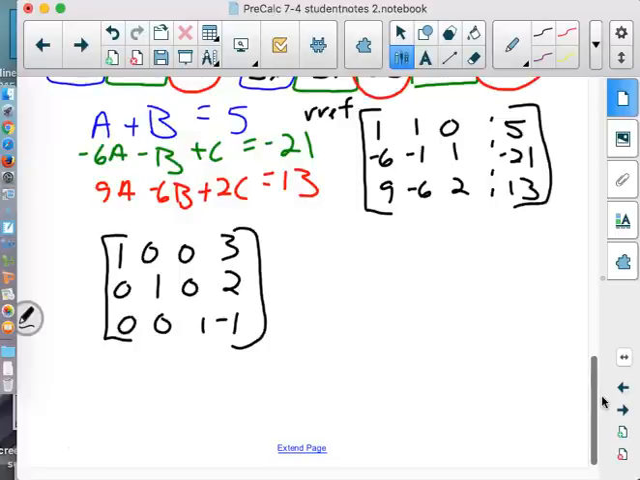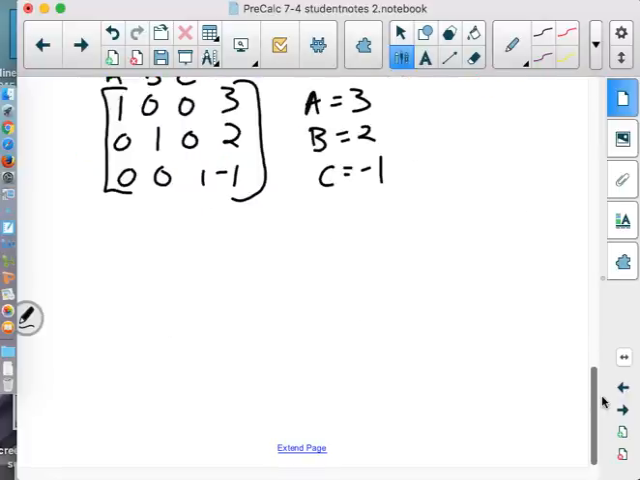Now I want you to tell me what that means. A equals 3. Right. B equals 2. C equals 1. There we go. So we've got 1A equals 3, 1B equals 2, and 1C equals negative 1. What do we do with that? Backtrack and put it where we said it was supposed to go.